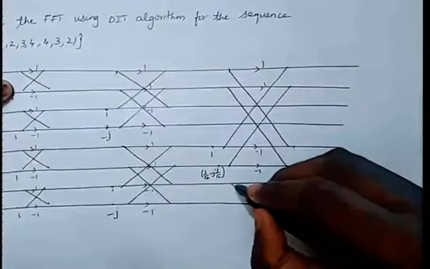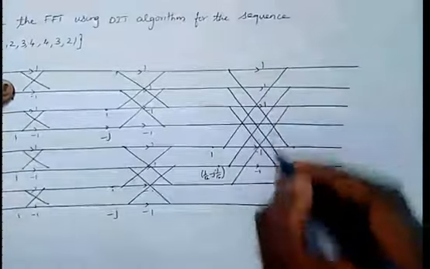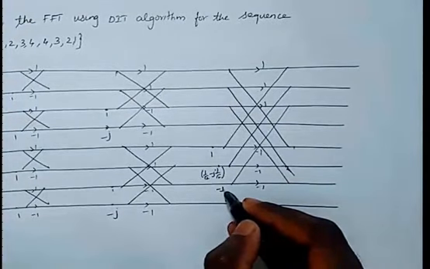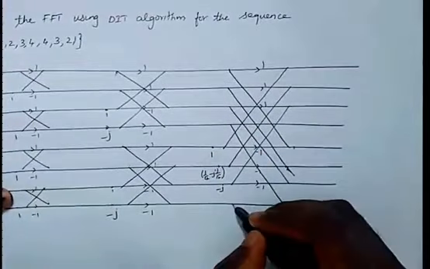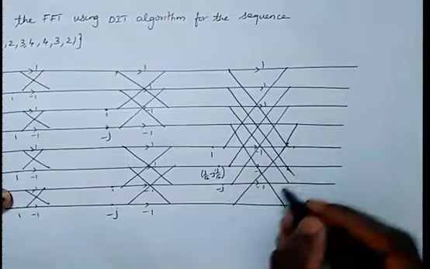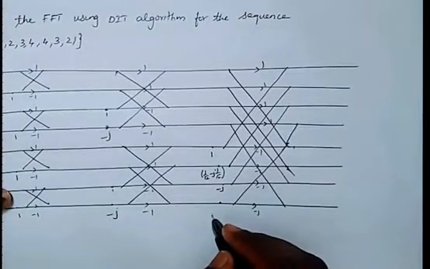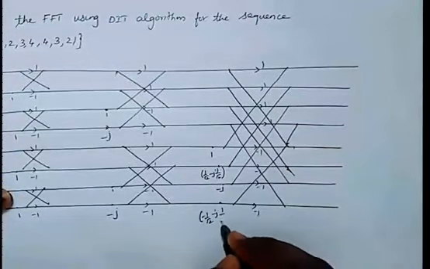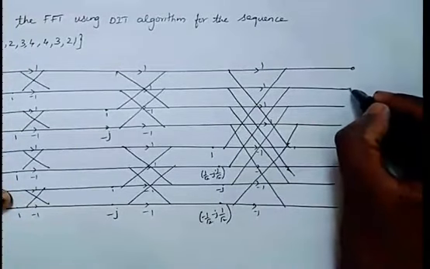And here, 3 and 7 are going to form a pair. Again, the weight is 1, here is going to be minus 1. The weight here is W82, so it's like minus j. And again, the last pair, 4 and 8. This is 1, this is minus 1. Here the weight is going to be W83, so it's like minus 1 by root 2 minus j 1 by root 2. So here is what you're going to get as the output.